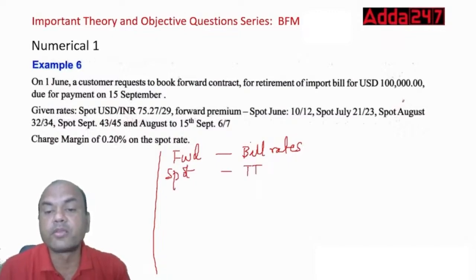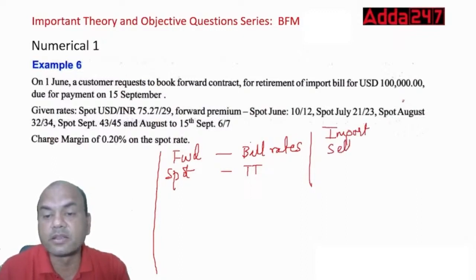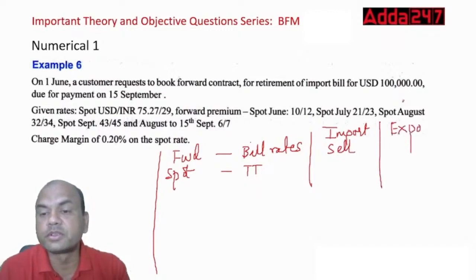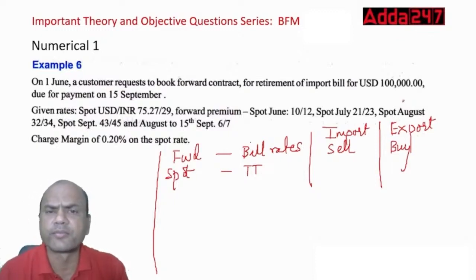Now if I'm talking of import transaction, then I'll have to use which rate? I'll have to use sell rate. If I'm talking of export transaction, I'll have to use buy rate. Always remember, only in case of crystallization it's reverse because crystallization is actually the reverse case. But don't worry about crystallization in this case study now. So import we are talking of sell, export we are talking of buy, forward we are talking of bill rates, spot we are talking of TT.